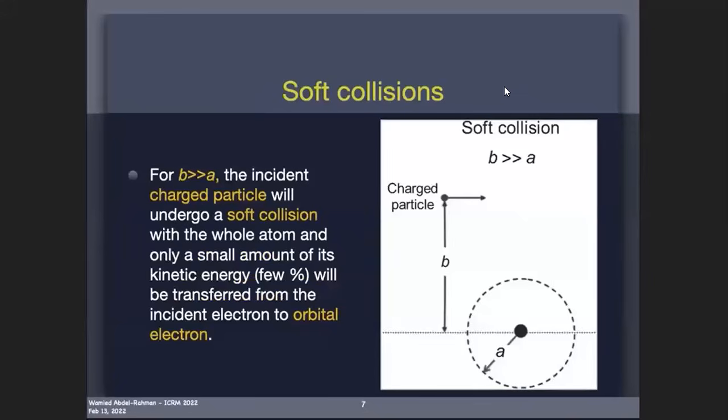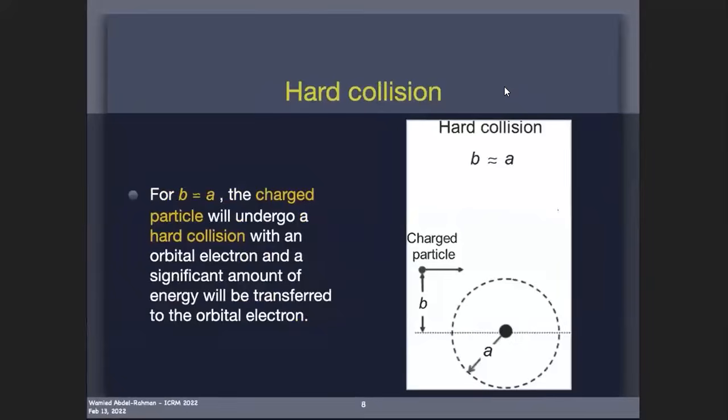So for soft collisions, the charged particle, the impact parameter, or the distance between the charged particle and the atom, is much larger than the size of the atom. And that's the impact parameter. And in this case, the Coulomb interactions between the charged particle will be with the orbital electrons, providing them with small amount of energies.